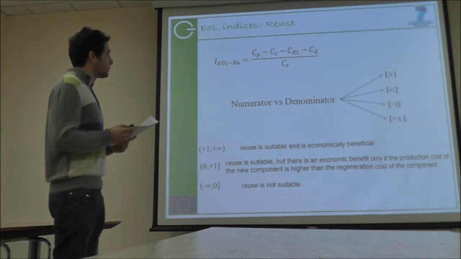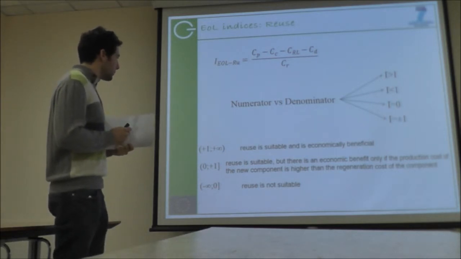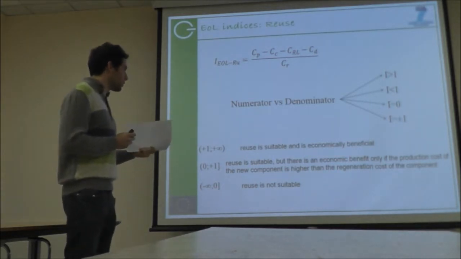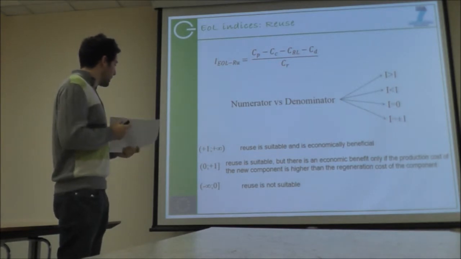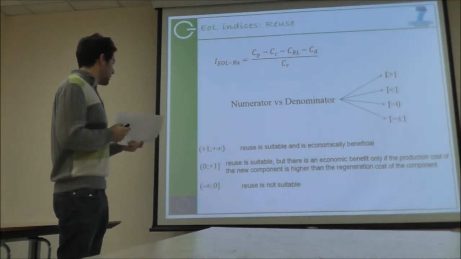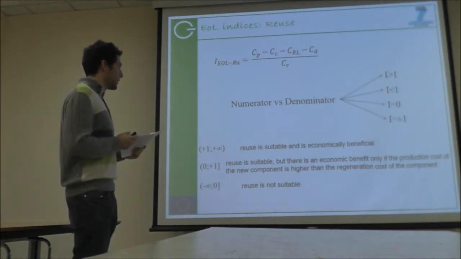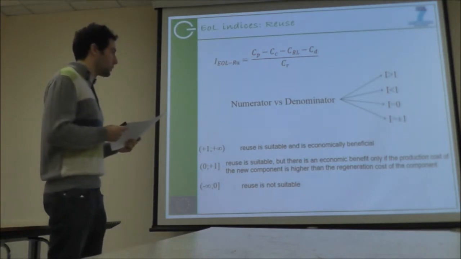There are 4 possible results and 3 ranges. If we have a positive result, it means that reuse is suitable and economically beneficial. If we have a negative result, that means that reuse is not suitable. And if we are between 0 and +1, it means that it's suitable, but there's economic benefit only if the production of a new component is higher than the regeneration cost of the component.